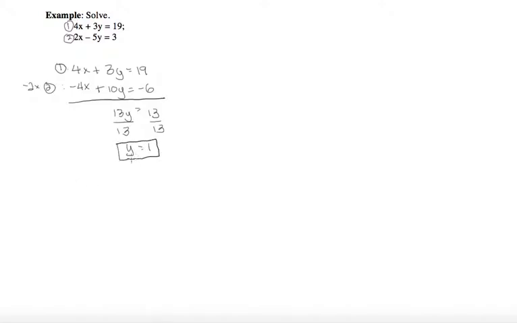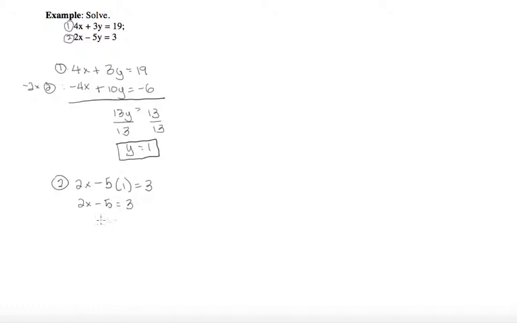Now I do exactly what I did before and just take this y and substitute it back into one of these equations. Again, either one works. I'm going to pick 2 because it doesn't have a 19 in it. Basically, that's the only reason I'm picking that one. You could do it for either. So 2x minus 5y, which is 1, equals 3. 2x minus 5 equals 3.